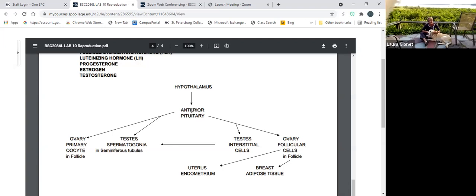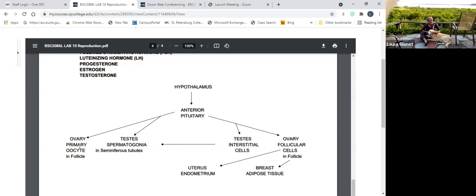And I will just tell you that off to the left is going to be follicle stimulating hormone for males and females. And then over to the right of the anterior pituitary is going to be luteinizing hormone for males and females. All right. So first we have to go from the hypothalamus to the anterior pituitary gland. That would be GnRH, or gonadotropin releasing hormone. Okay, off to the left for both the males and females, FSH for follicle stimulating hormone.